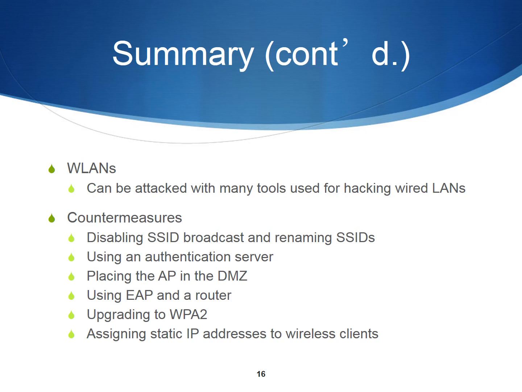Summary continued. WLANs can be attacked with many tools used for hacking wired LANs. Some countermeasures or deterrents to these hacking attacks can be to disable the SSID broadcast and rename default SSIDs. Using an authentication server and placing the AP in the DMZ are also effective countermeasures. Finally, using EAP and a router, upgrading to WPA2, and assigning static IP addresses to wireless clients can help deter hacker attempts against the wireless network.